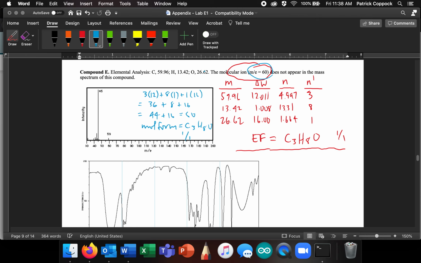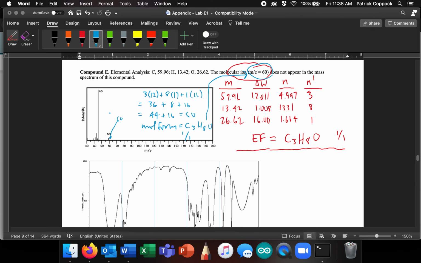Now, for the molecular ion, it says the molecular ion shows up at 60, so I'm going to say that that right there is 60, but I'm also going to say that there's my evidence, that we're told that the molecular ion is 60, okay?